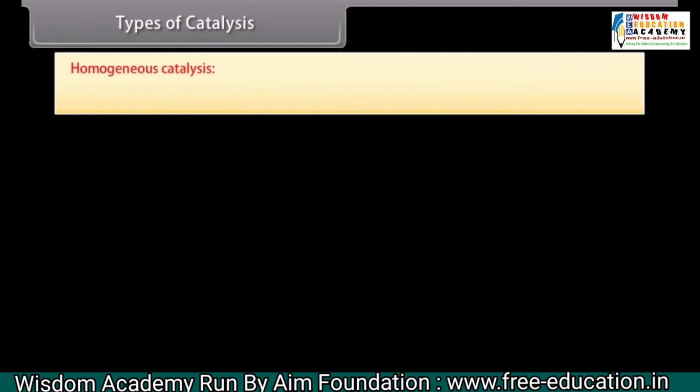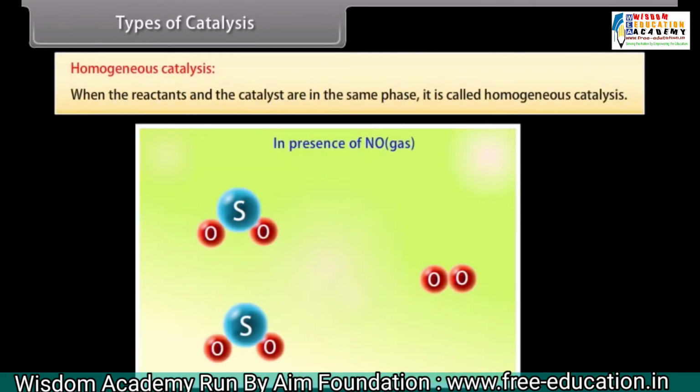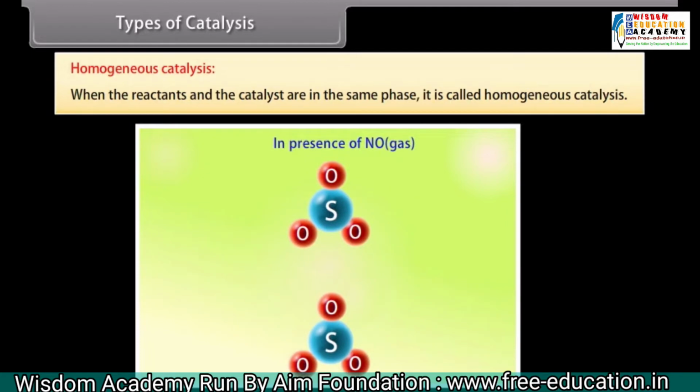Homogeneous catalysis. When the reactants and the catalyst are in the same phase, it is called homogeneous catalysis. For example, oxidation of sulfur dioxide into sulfur trioxide in presence of nitric oxide in the lead chamber process for the manufacture of sulfuric acid. Reactants, sulfur dioxide and oxygen, and the catalyst, nitrous oxide, are all in the same gaseous phase.